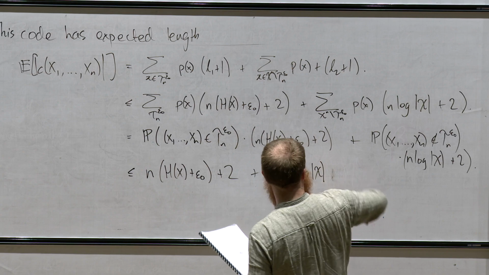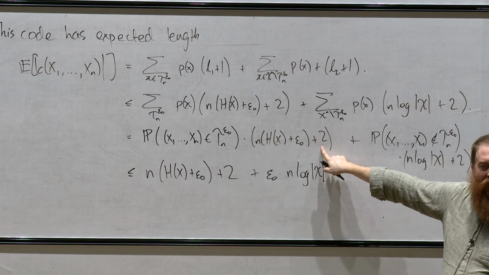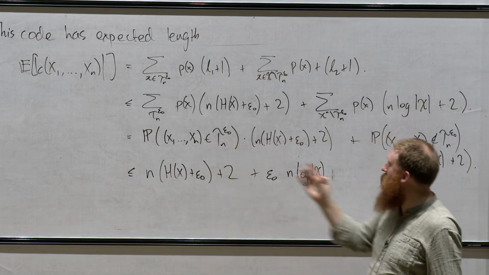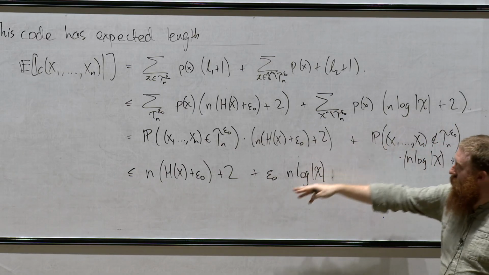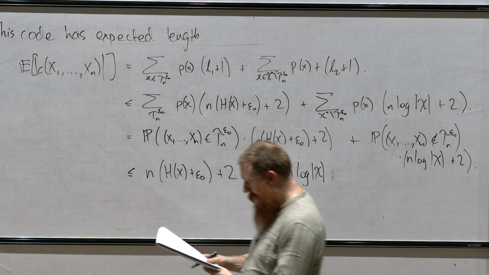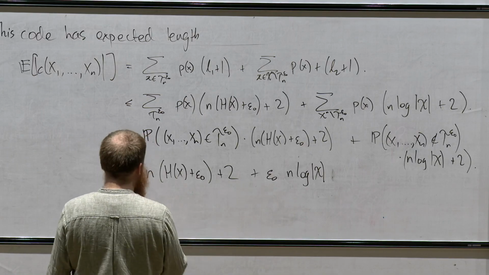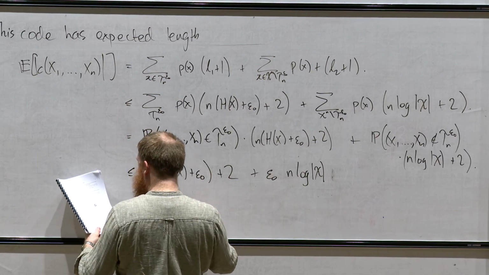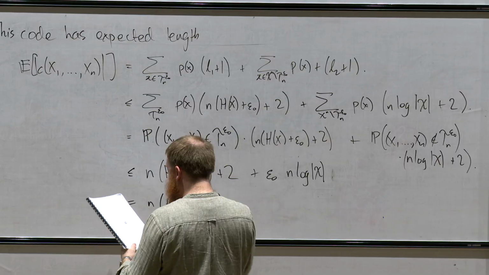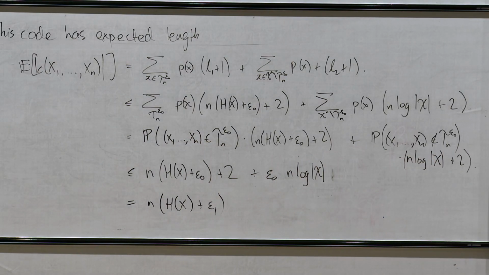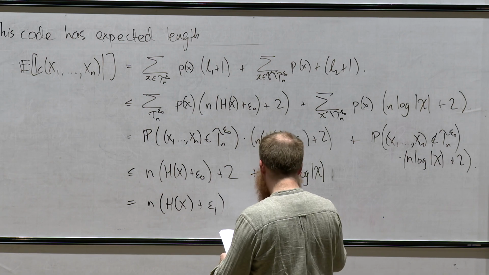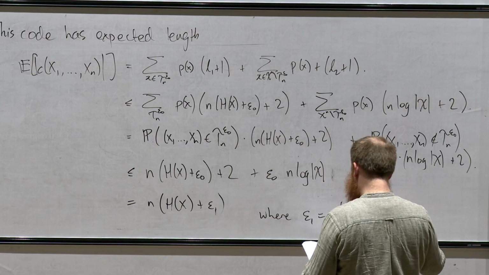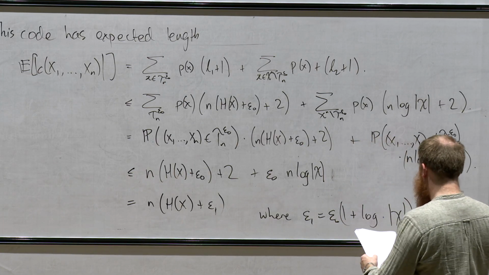And in fact, I'm going to be a little bit clever. I'll bring the plus 2's together and say they're just a plus 2 overall. So if I bring the plus 2's out of this term and this term, they add together and you just get 2, and I just get these two terms. And I look at this and I write this is equal to n times (H(X) plus epsilon 1) for some value of epsilon 1, where epsilon 1 is epsilon naught times (1 plus log |X|) plus 2 over n.